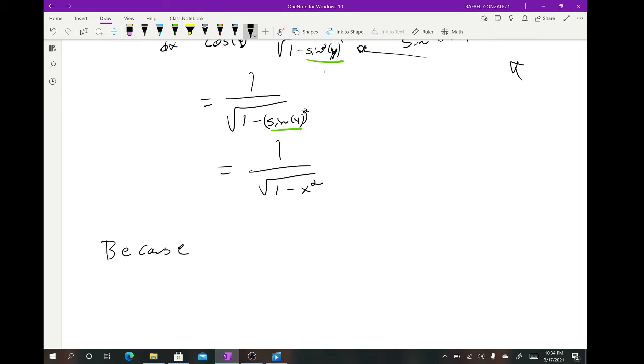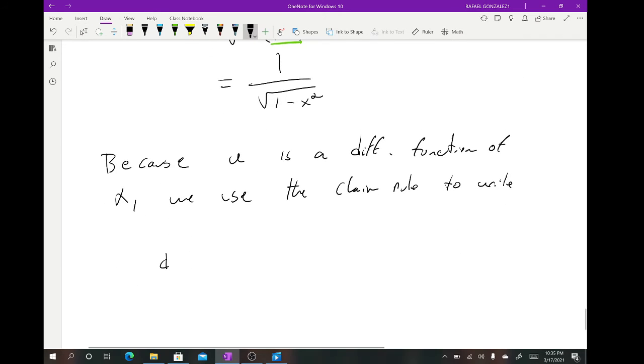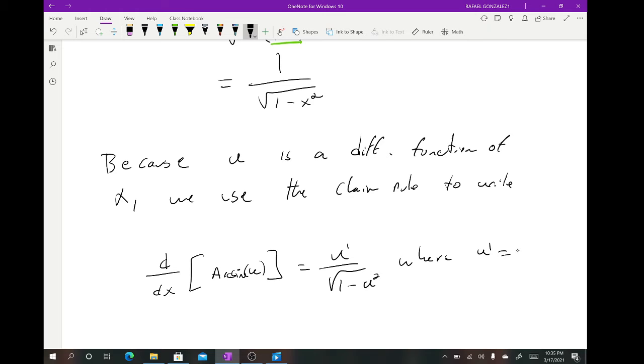Because u is a differentiable function of x, we use the chain rule to write that the derivative with respect to x of arc sine of u, say u of x, is equal to u prime divided by the square root of 1 minus u squared, where that u prime we have here is du dx, the derivative of u with respect to x.